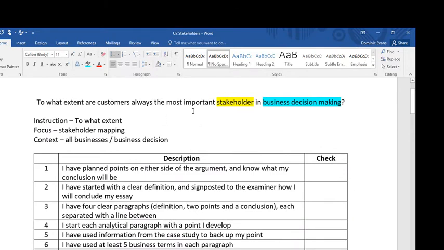Well, when I took a couple of minutes to plan this on paper, I put some bullet points as to why customers are usually very important, why they might not be, and then I had a look at some other stakeholders as well. Because of that process, I already know my conclusion to the essay is going to be something like: in the long term, customers are the most important stakeholder, but in the short term, there are arguments that other stakeholders may be important. And that's the shape that my essay is going to take.